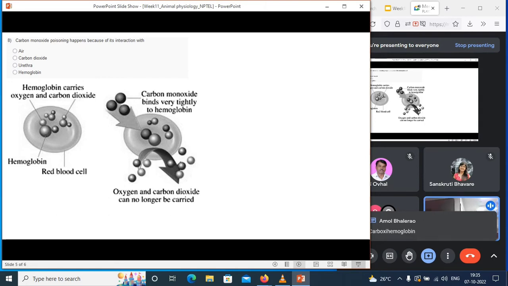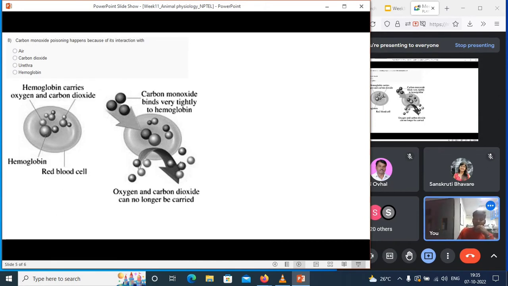So it will form carboxyhemoglobin. Now the thing is that neither carbon dioxide is getting bound nor oxygen, and that means it is neither purifying our blood nor decontaminating it. Neither is it taking away carbon dioxide, nor is it carrying oxygen.